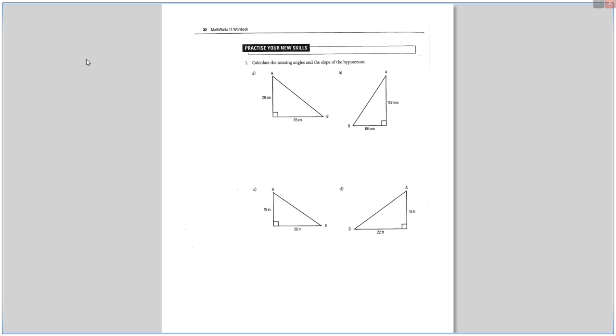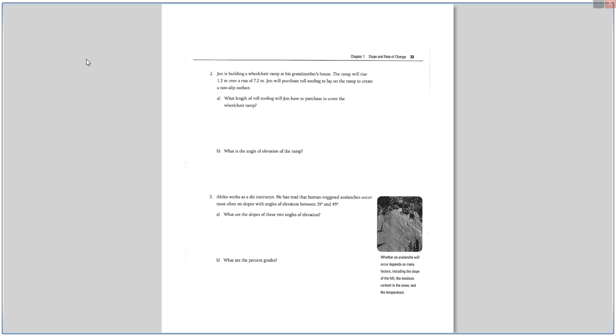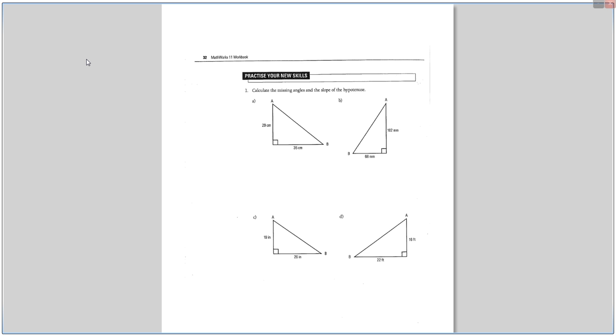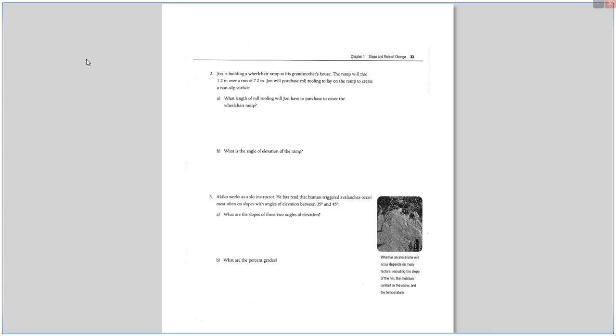Number 1 on page 32. Okay, skip to page 32. This is practice your skills. Number 1 and number 2. You have 2 questions. Number 1 has 4 parts. Number 2 has 2 parts. So it's really 6 questions. 6 questions, 15 minutes, a couple minutes per question, and you have no homework. Okay?